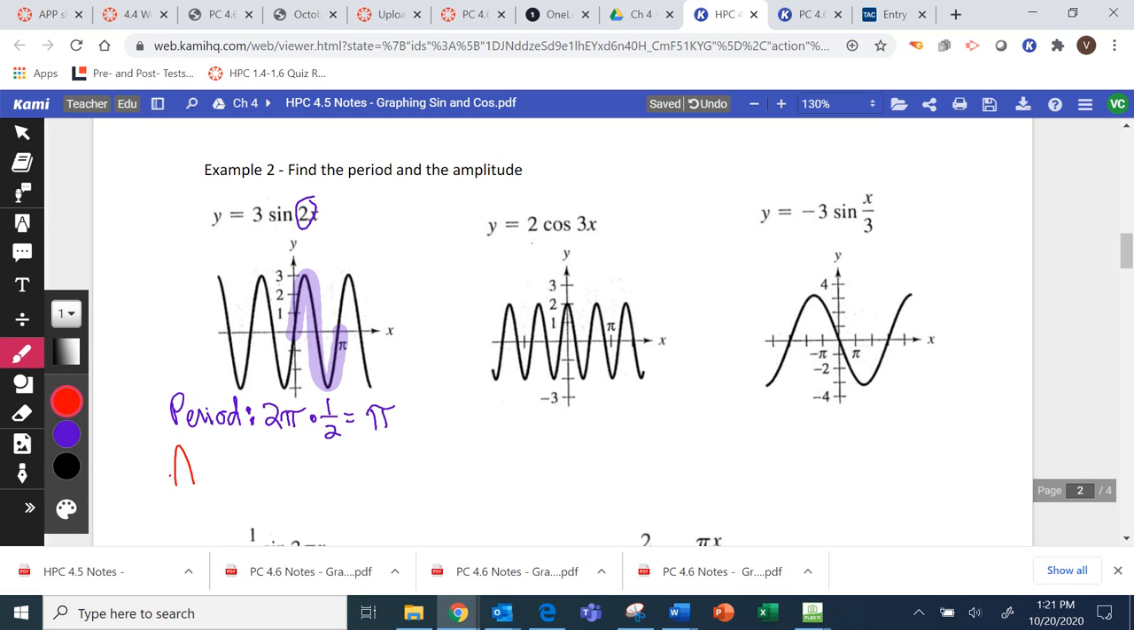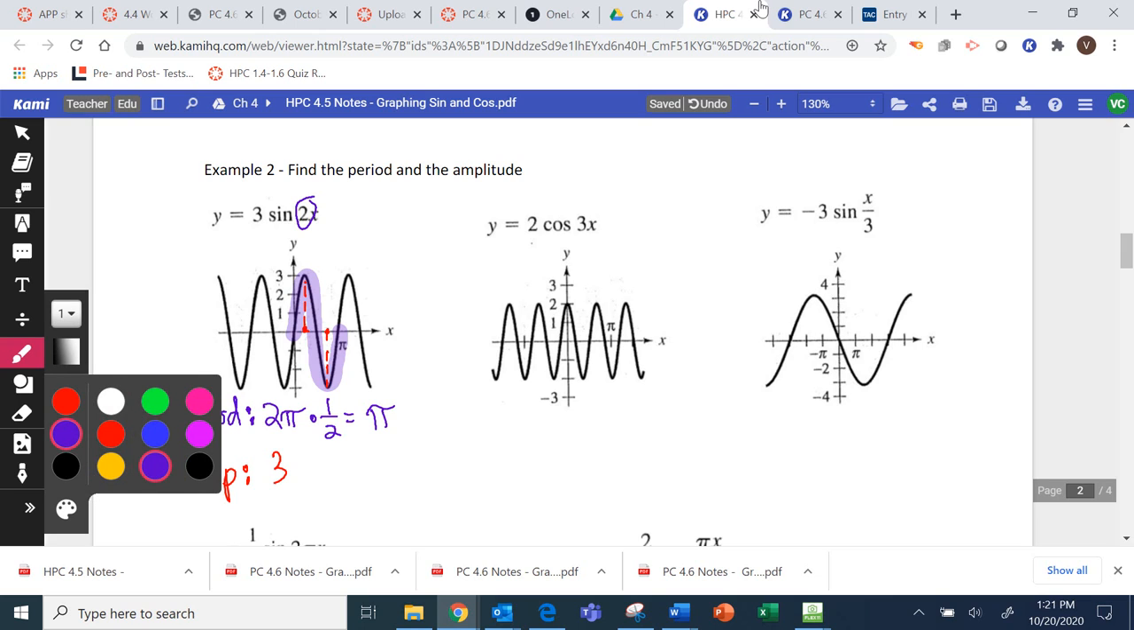And then we have to do our amplitude. And the amplitude, I told you on the first page, is the vertical stretch or shrink. The definition of it is from the sinusoidal axis, which is the midline, how far above and how far below does this graph go? And the answer comes from the vertical stretch or shrink, which is 3. So that's the amplitude.